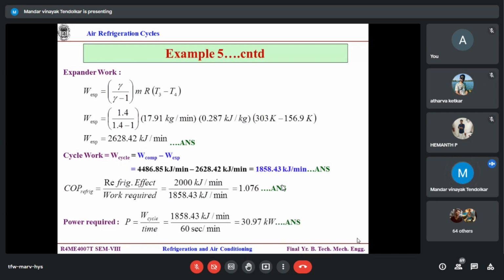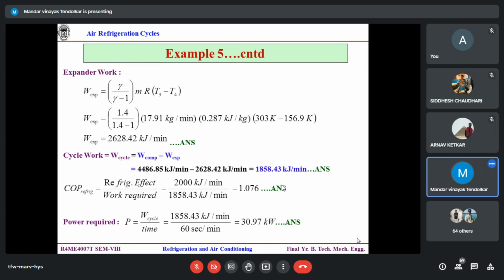Fine. And the power required. So the total cycle work per unit time. Here it is given per minute, converted to second. So that will give you kilowatt. Calculation correct? Yes, sir.